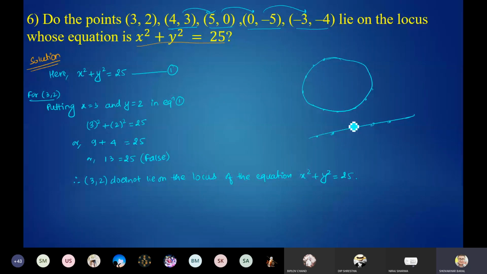Okay. Just check it, please. 4 comma 3, does it lie on this locus or not? Please let me know if you have solved it.